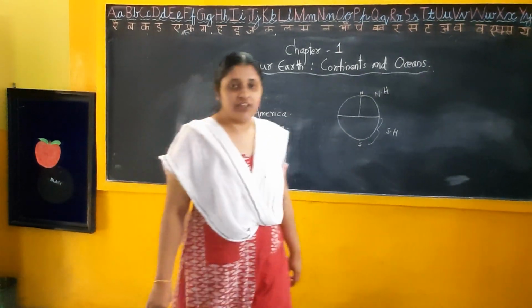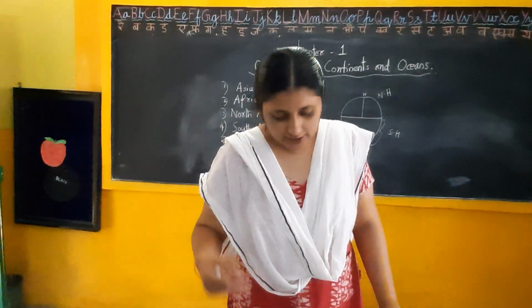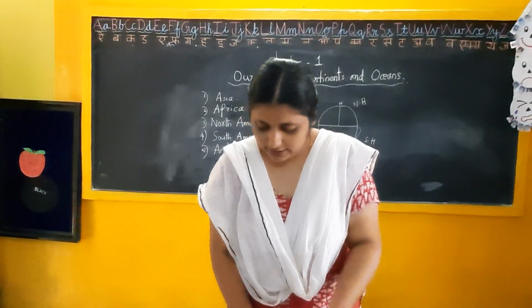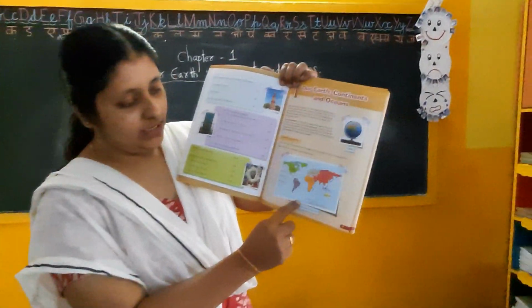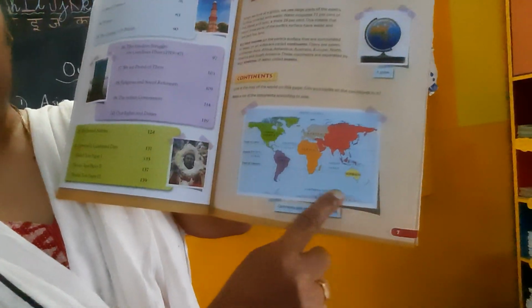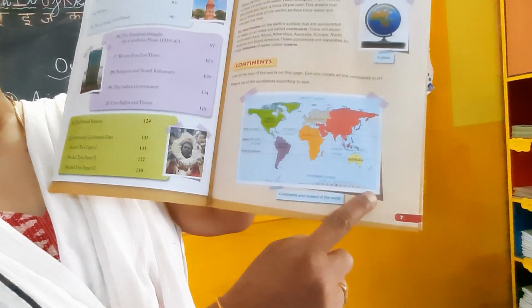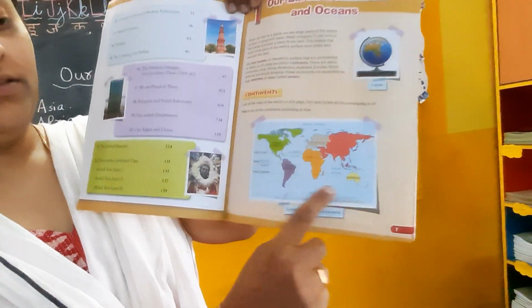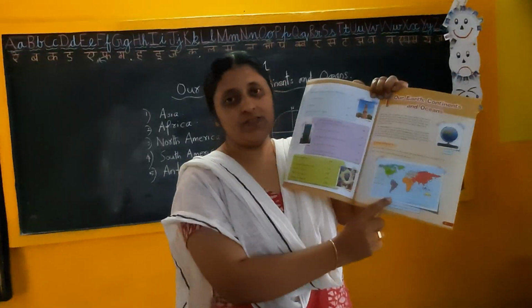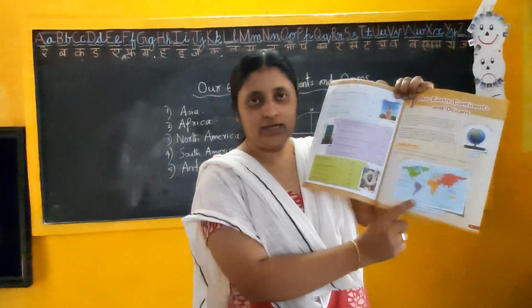Antarctica is the fifth largest continent. Here we all know where Antarctica is. See, look here, it is here. No human life is there. Only scientists go there for research purposes.